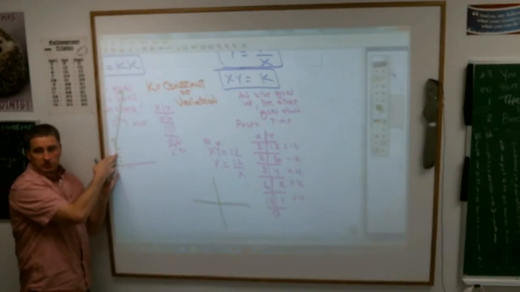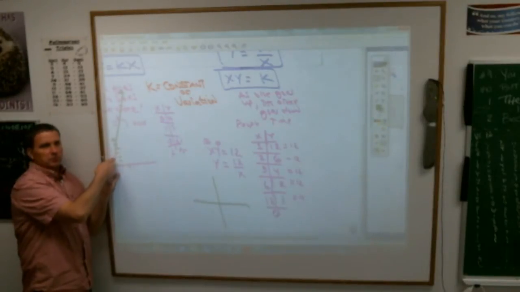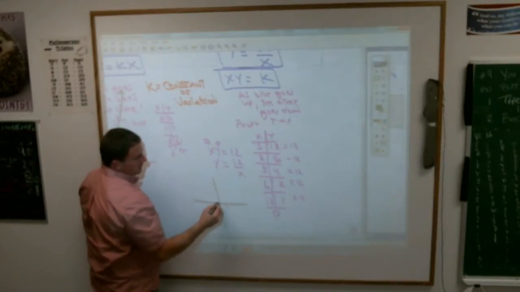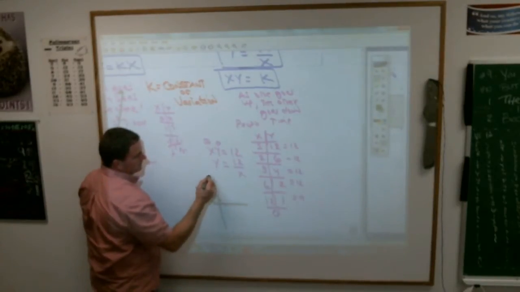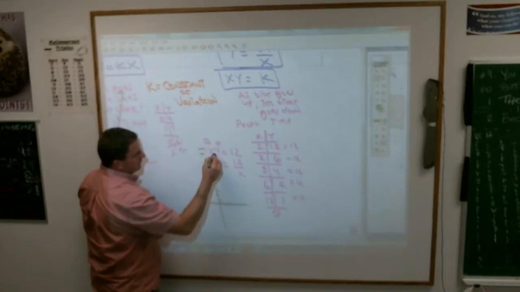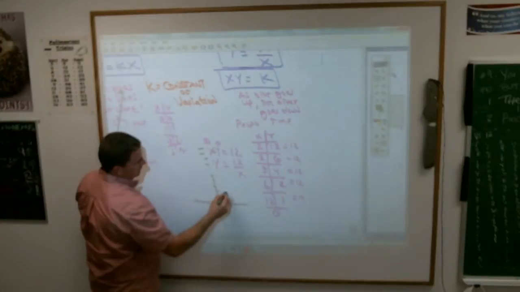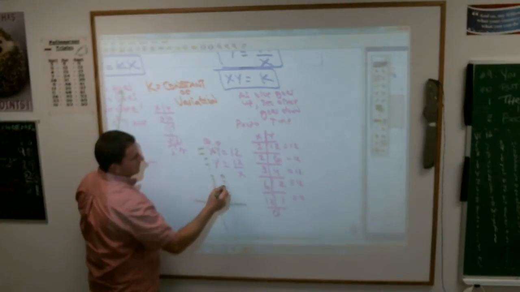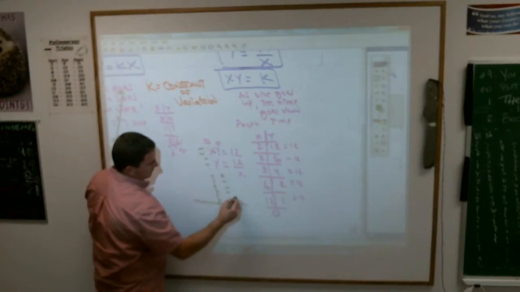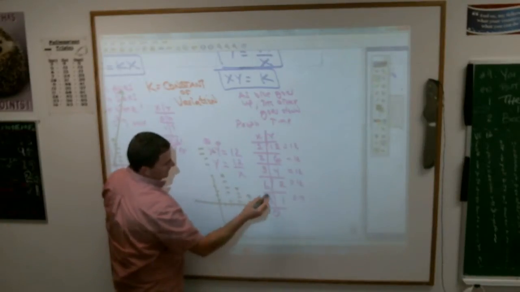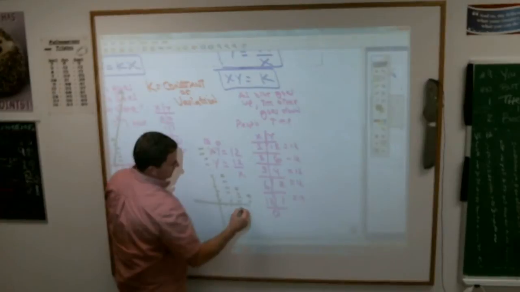It looks like being proportional, yes? Directly proportional. This one here, if you get 1, 12: 1, 2, 3, 4, 5, 6, 7, 8, 9, 10, 11, 12. Dot here. 2, 6: 1, 2, 3, 4, 5, 6. Dot here. 3, 4. 4, 3. 6, 2.